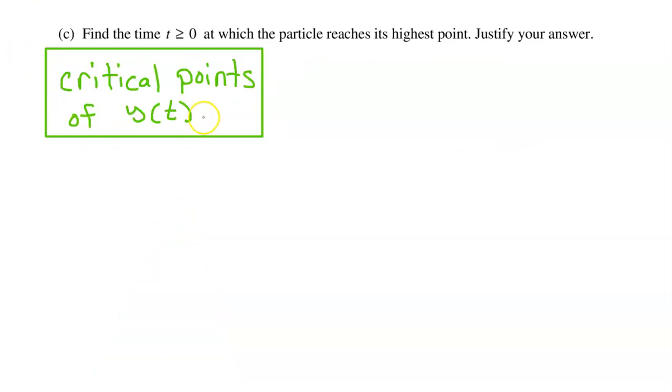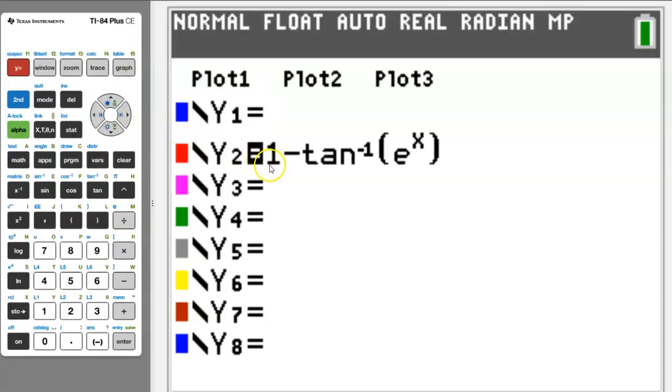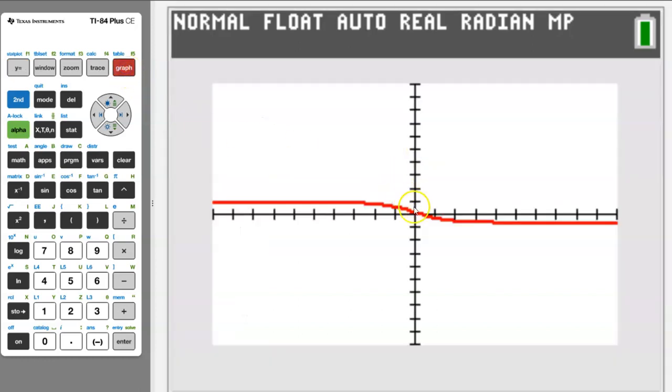To find the critical points of the position function, we need to find where the derivative equals 0. In other words, we need to find where the velocity function is equal to 0. We have the velocity function typed in as y2. Let's take a look at the graph and see if we can find where the velocity is equal to 0. So this velocity graph does seem to have only one critical value. Let's find what that is.